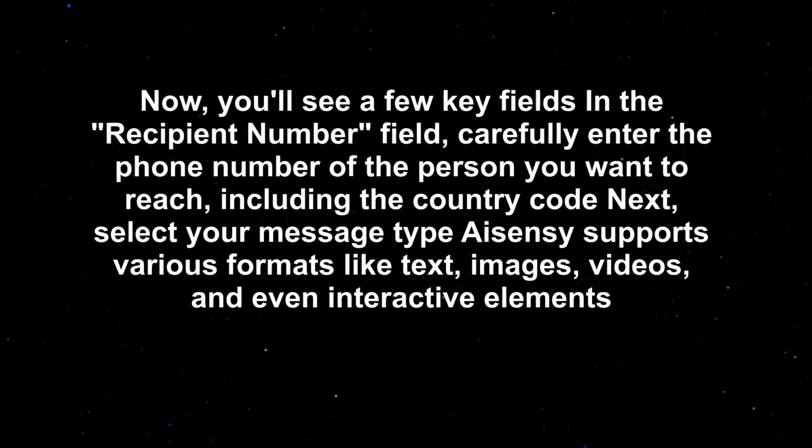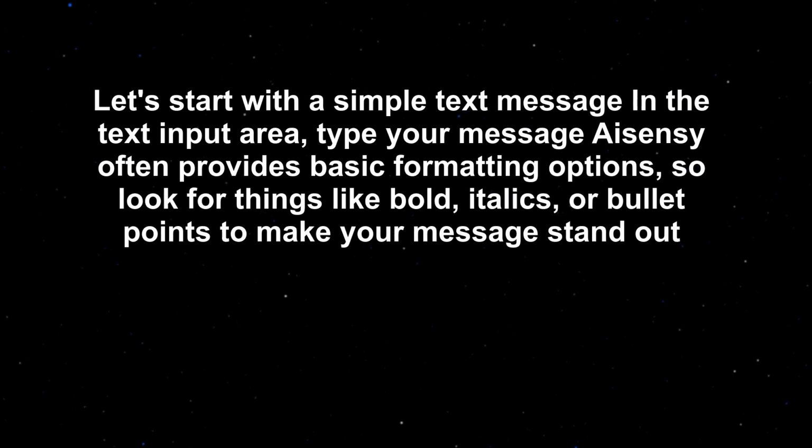Now, you'll see a few key fields. In the recipient number field, carefully enter the phone number of the person you want to reach, including the country code. Next, select your message type. Aisensy supports various formats like text, images, videos, and even interactive elements. Let's start with a simple text message.